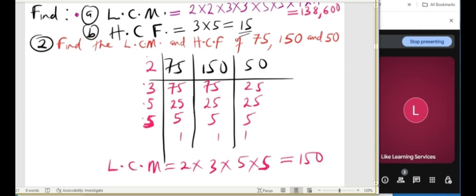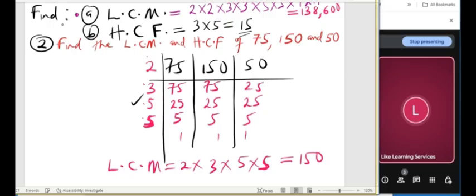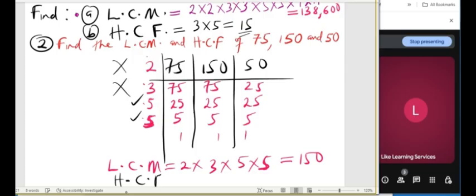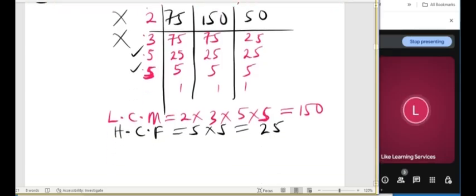Where are they? There were only the 5s. Only this 5 and this 5. This one did not. So the HCF is just 5 times 5, which is 25. I think that's clear.